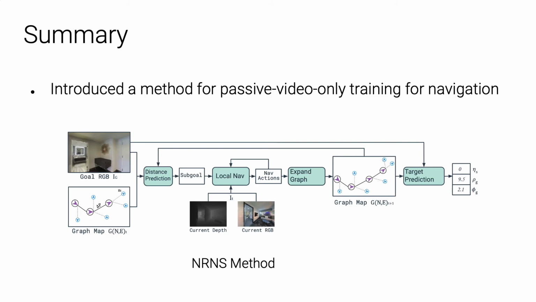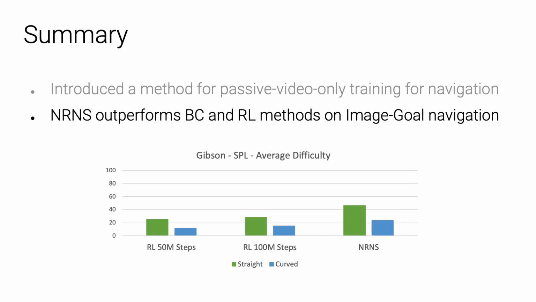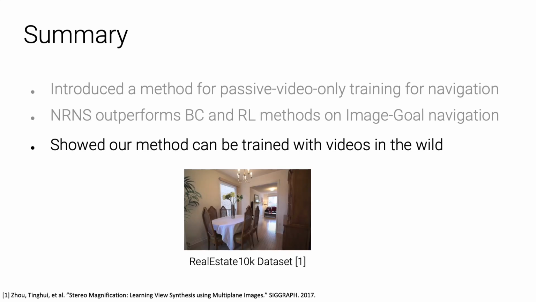In summary, we introduced the no RL, no simulation NRNS method, which is a hierarchical approach for navigation using topological maps, which only needs to be trained using passive videos of trajectories without actions. We demonstrate our method on the task of image goal navigation. On this task, we show NRNS can outperform well-known distributed RL methods that are directly trained in the simulator for millions of steps, as well as outperform behavioral cloning policies that have access to action sequences during training.